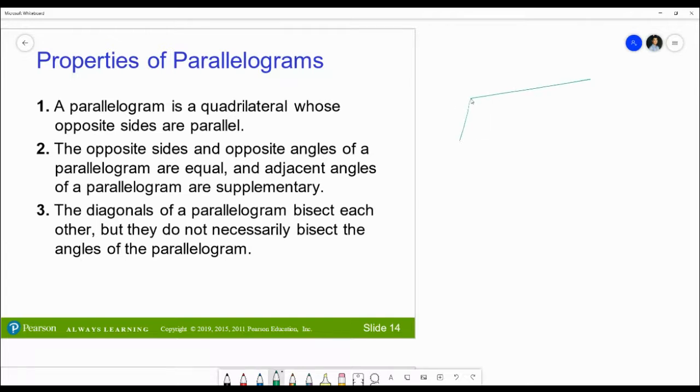When we have a parallelogram, it has two pairs of parallel sides. So this side and this side are equal, and they're also parallel to each other. This side and this side are equal and also parallel to each other. Okay, so the opposite sides are the same, and this angle and this angle are the same. Let's call this angle A and angle B here. So angle A plus angle B will equal 180 degrees. Okay, this means that they are supplementary.